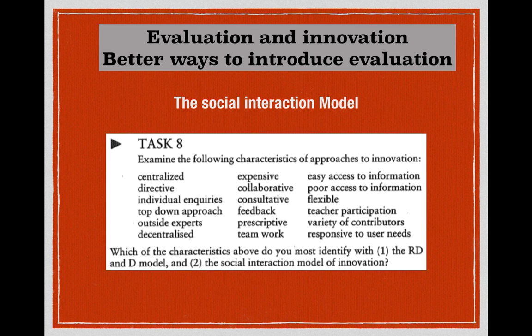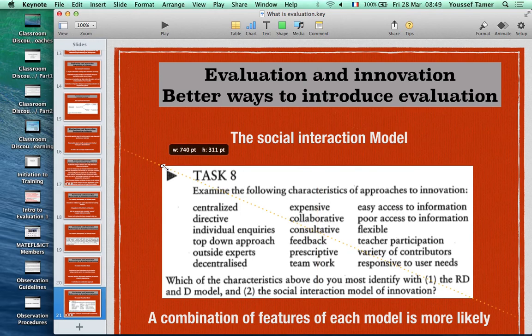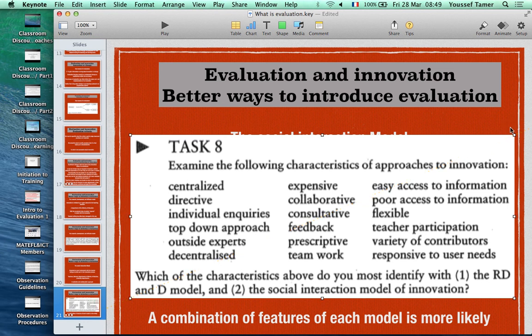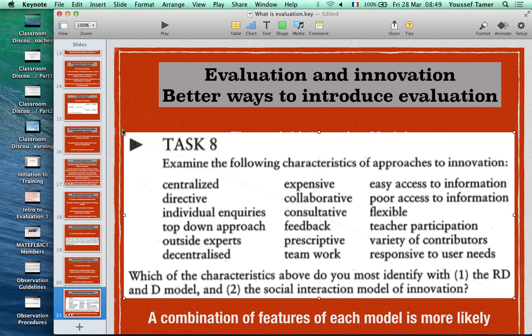I give you this activity as a task to differentiate between the previous model and this model. Examine the following characteristics of approaches to innovation. These are some characteristics, features, and then which of the characteristics above do you most identify with: one, the research, development and diffusion model, and two, the social interaction model? I give you a few minutes to pick and classify. Is it okay so far?